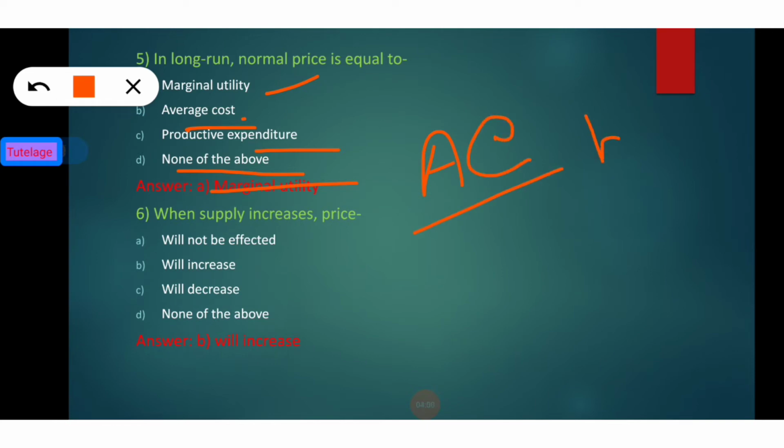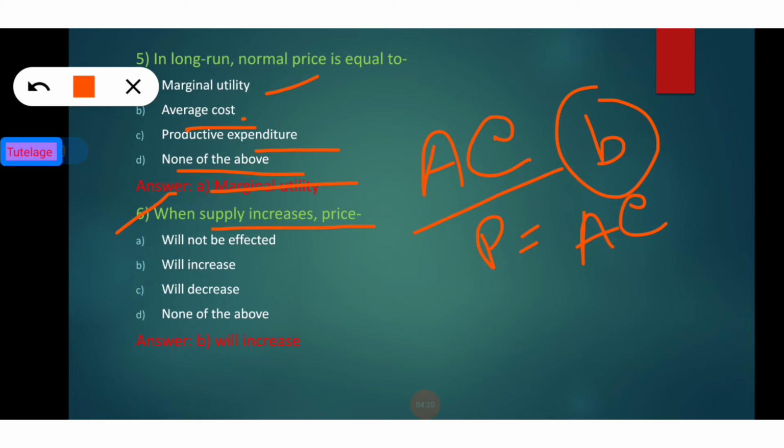Okay, so option number B is the correct answer. When the production process is in the long run, profit is basically 0. So that's why normal price P is equal to the average cost. Clear? So now move on to the next question.